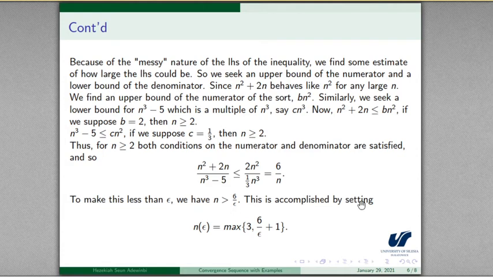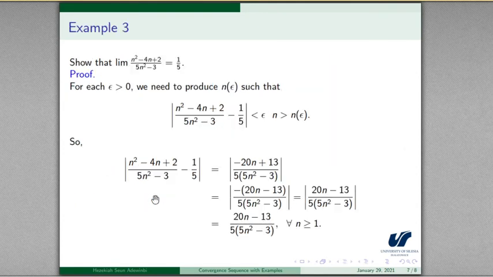So this is accomplished by setting n of epsilon to be the maximum. Since this is 2, we add 1 to it, and since this is 6 divided by epsilon, we also add 1 to it. But please do not forget that if this is 3, yes, we'll take 3. If this is 3 and this is 2, we take the maximum here for it to satisfy both conditions. So the last example shows that the limit of this is equal to 1 divided by 5.